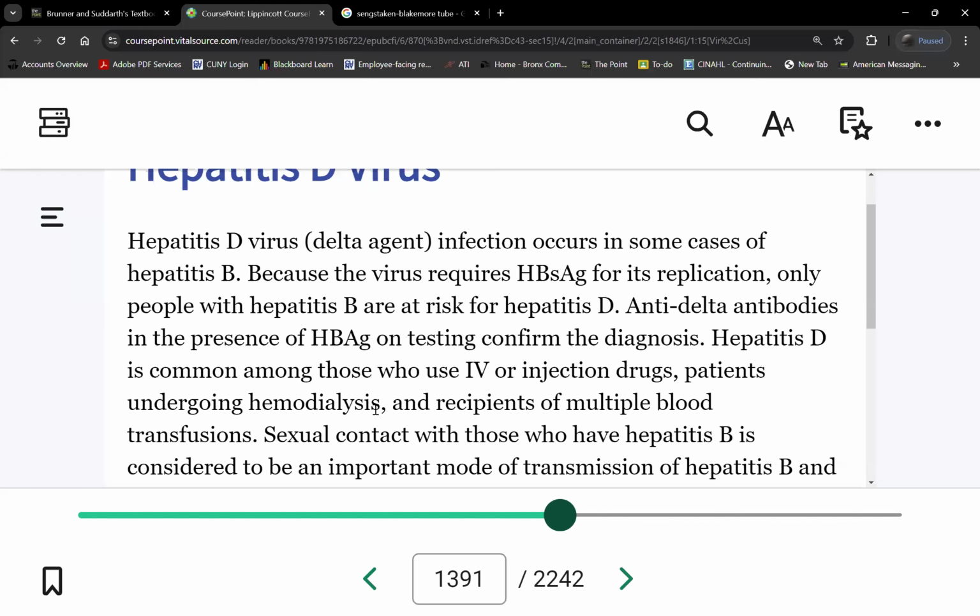D only. You can't get D on its own. Right here, it tells you, because the virus requires hepatitis B surface antigen for its replication, only people with hepatitis B are at risk for hepatitis D.